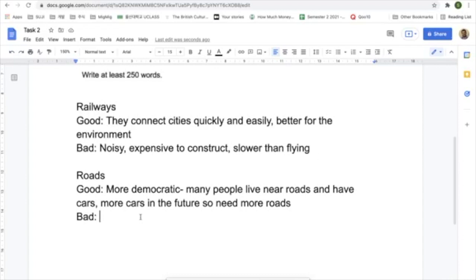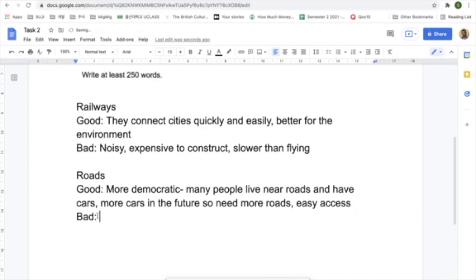Oh, Sanya's giving me a reason why they're good. It's easy to travel by road because you don't have to book tickets. So if you compare to a train, that's a good point, right? You don't need a ticket to go on the road, where you do on a train. So it's easier to go on a road. That's a very, very good point, actually. Maybe I'll put easy access compared to trains.